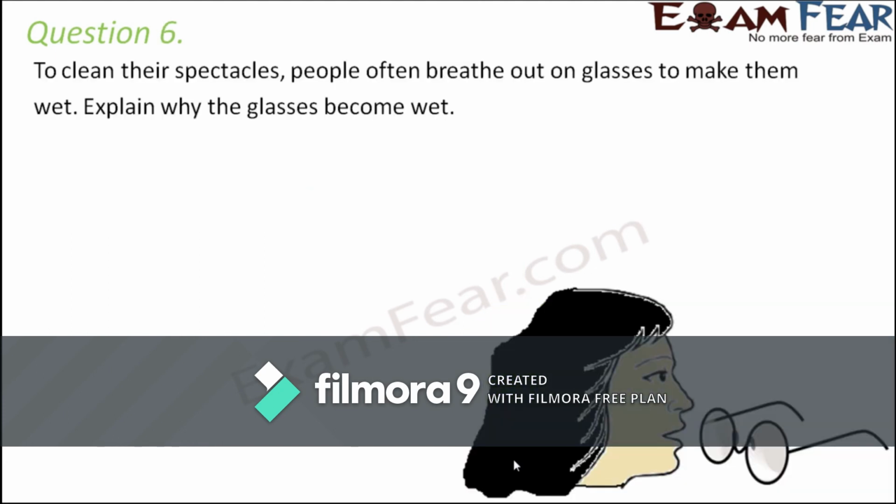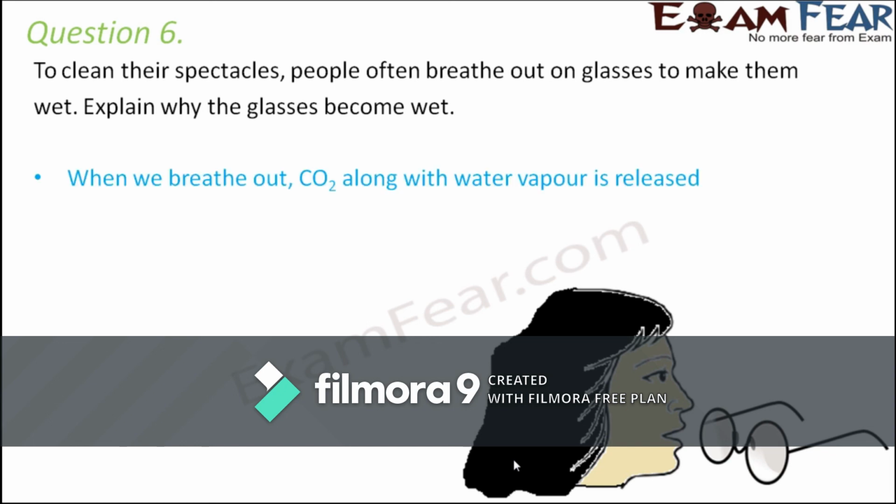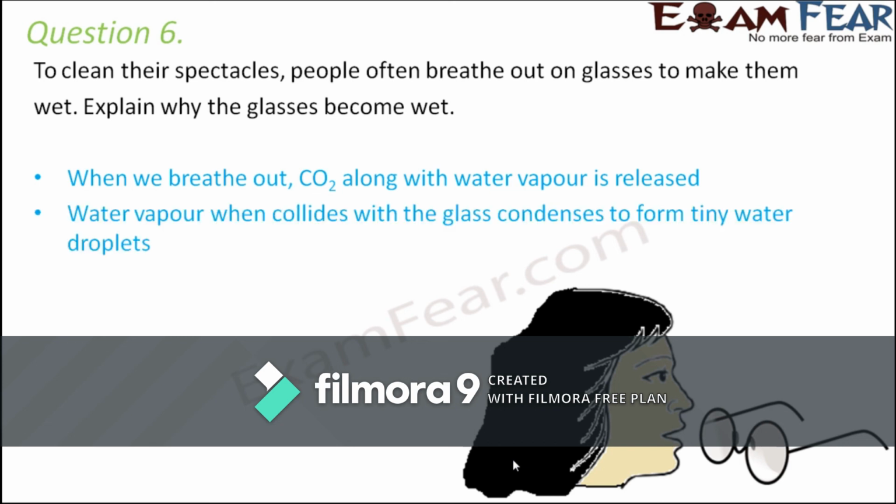Question number 6. To clean their spectacles, people often breathe out on glasses to make them wet. Explain why the glasses become wet. Okay, so what happens? So when you breathe out, carbon dioxide along with water vapor is released. So some amount of water vapor is also getting released. And this water vapor then collides with the glass and it condenses to form tiny water droplets. And these water droplets make the glass wet.